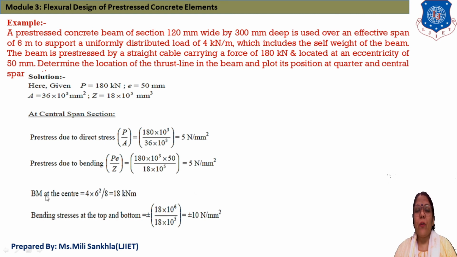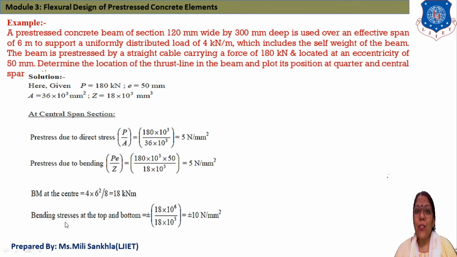Then we find out bending moment for this simply supported beam. It is subjected to UDL 4 kN per meter, and the maximum moment for this simply supported beam subjected to UDL is equal to W L square by 8. W is equal to 4, span of this beam is given 6, so 4 into 6 square by 8. Answer is equal to 18 kN meter.